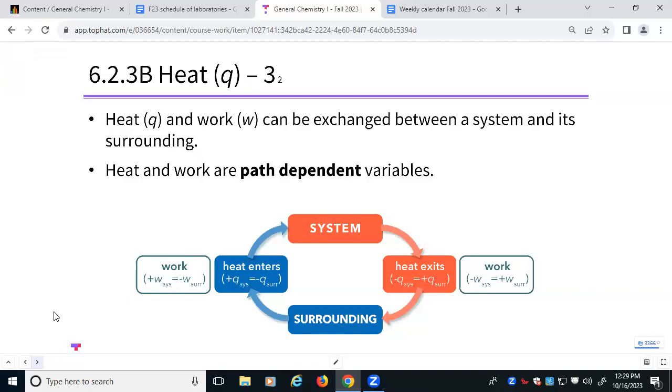One other thing that we need to consider here. Heat and work often work together, and we'll get into that in just a second when we talk about the first law. But what we also want to look at is the fact that heat and work are considered path dependent variables. Since they are considered path dependent, we have to remember what that means.